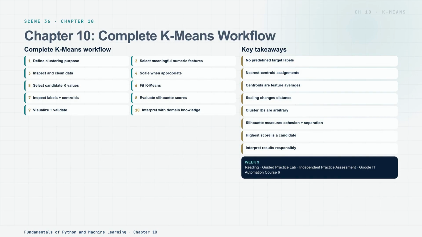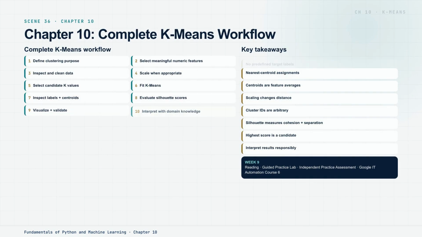Let's summarize Chapter 10. Unsupervised learning works with data that does not include predefined target labels. K-means groups numerical observations according to their distance from cluster centroids. The algorithm initializes the centers, assigns observations to the nearest center, recalculates the centroids, and repeats until the solution converges. Because K-means depends on distance, feature selection and scaling can strongly affect the result. Scikit-learn provides KMeans, fit, predict, labels, cluster centers, and inertia for working with the model.